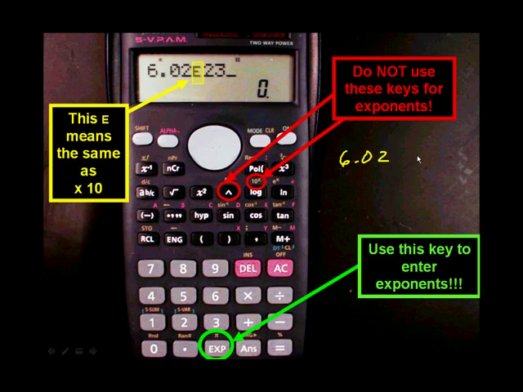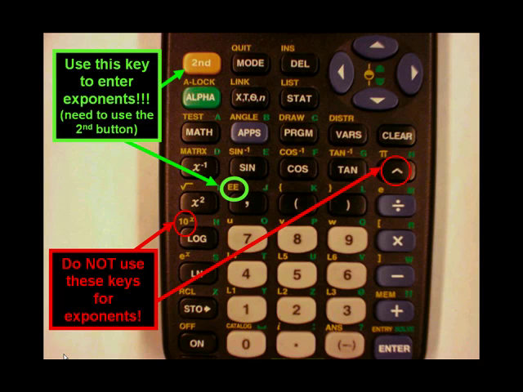So if you were to enter 6.02 times 10 to the 23rd on your calculator, you would do 6.02, use your exponent key, and then put in 23. And that's what will get you on the screen. You do not actually want to enter in the times 10. Okay? So don't actually key this in, this times 10. That's what your exponent key means. So that E means the same as times 10.